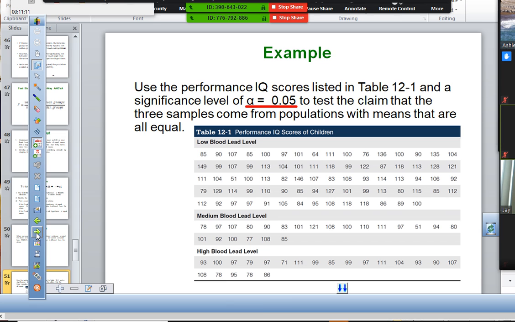All right, so here's a quick example. Here's some IQ scores. Alpha is 0.05, so that's what we're saying 5% or less would be unusual. And you'll see we have low blood levels and lots of data, medium blood levels and other data, and then high blood levels and other data. The lists do not have to be the same length. They're all different lengths here. Do you see that? They're all not the same length. But we have 3 lists, one for low, one for medium, one for high. We're going to compare these lists.